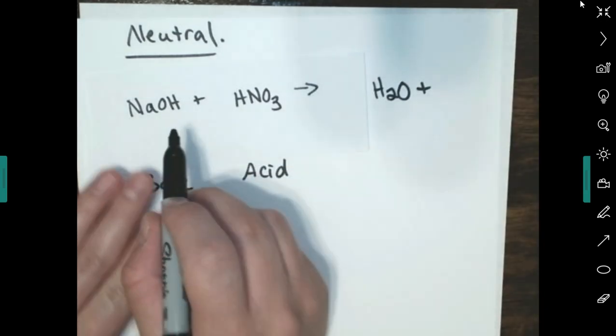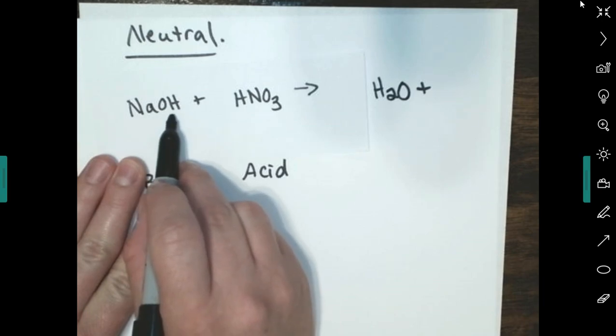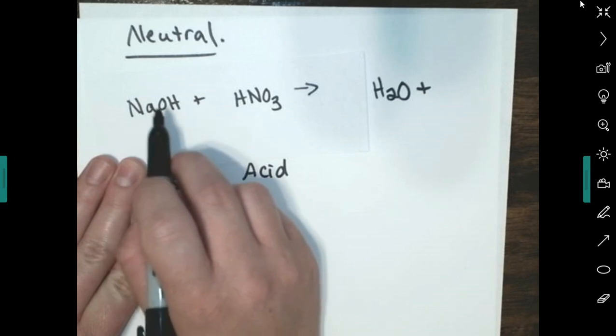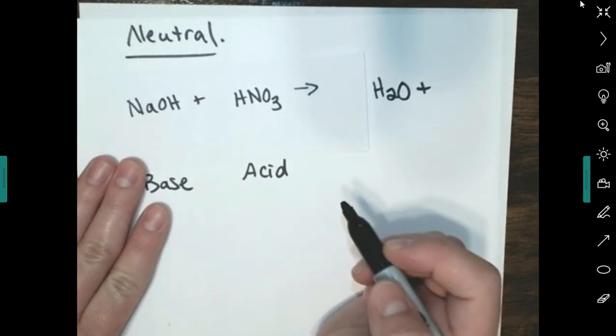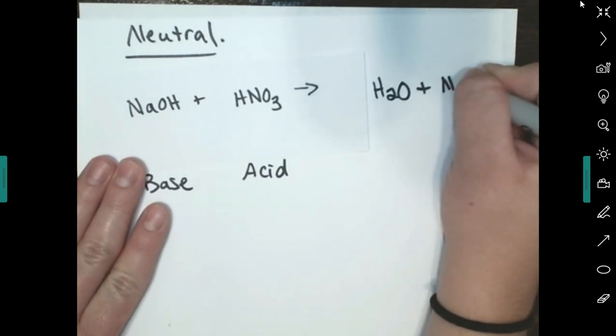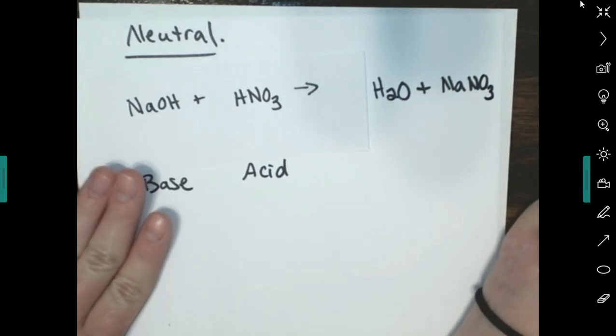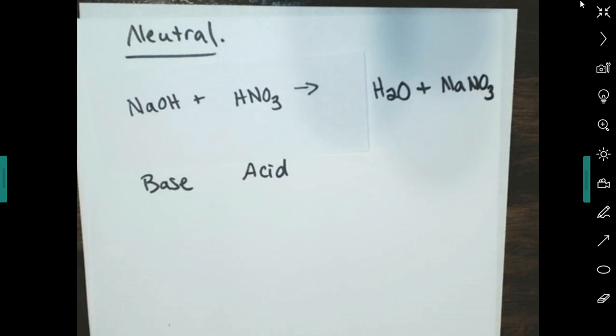So the ionic compound that's left over, when you use up your hydroxide and your hydrogen to make your water, you're left with sodium and nitrate as your salt. And those both have a 1 charge. So it's just going to look like that. Okay? So that is how you do that. Okay? You make water and a salt with neutralization reactions.